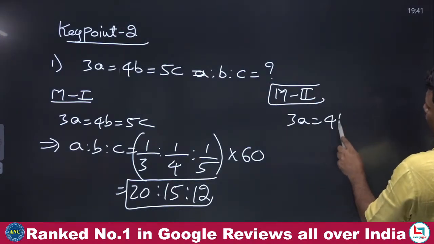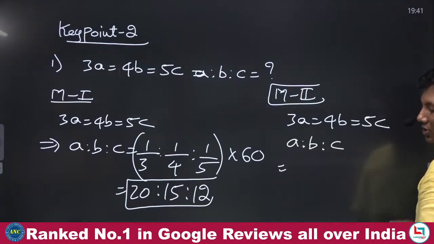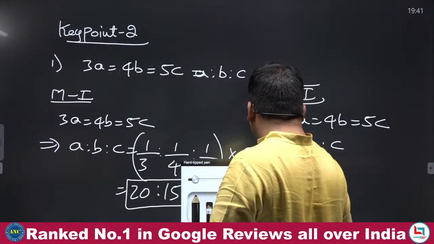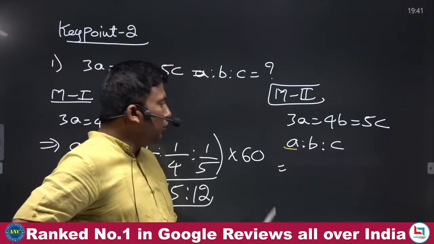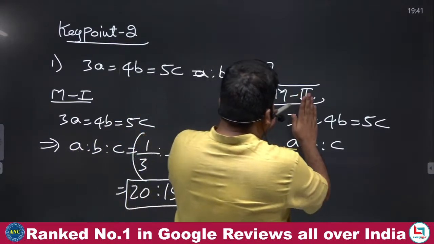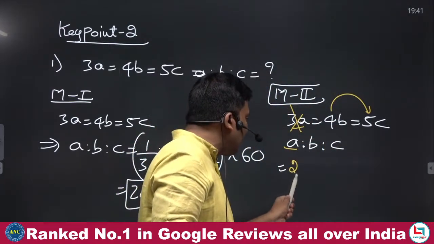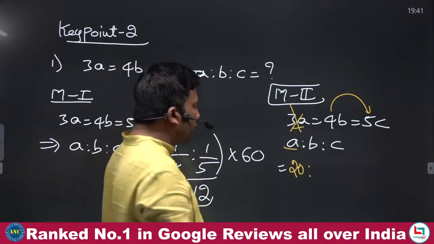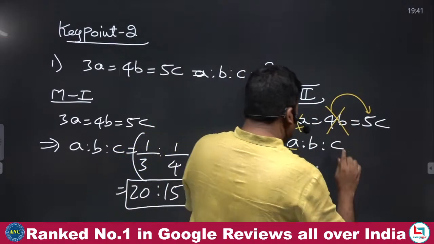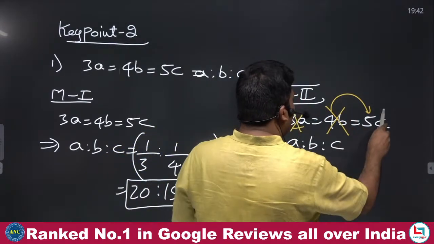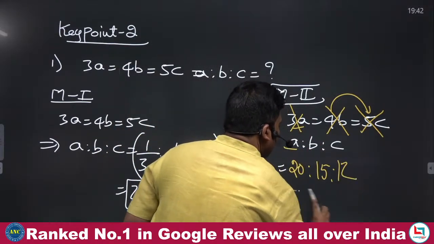3A is equivalent to 4B is equivalent to 5C. I want A is to B is to C. Listen carefully. What is the first variable? A. If you want the first variable, close this first variable and multiply all the remaining coefficients: 4 5s are 20. If you want the next variable, B, close B and multiply all the remaining coefficients: 3 5s are 15. If you want C, close C and multiply all the remaining: 3 4s are 12. That is what we want.